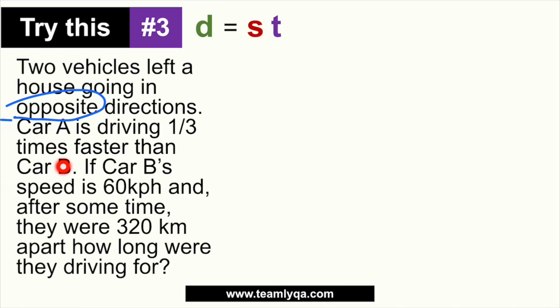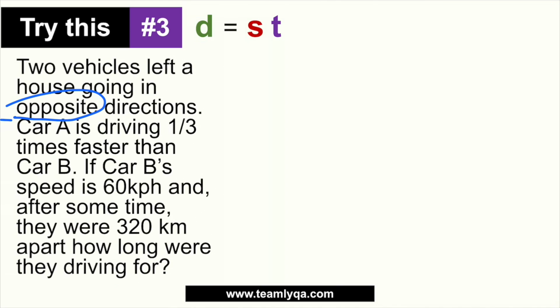Car A is driving a third times faster than car B. So, yung iba dyan medyo, ibig sabihin yan. Babalikan lang natin yung basics, okay? Sabi, if car B's speed is 60 kilometers per hour, and after some time, they were 320 kilometers apart, how long were they driving for?